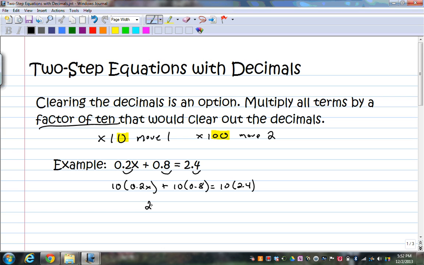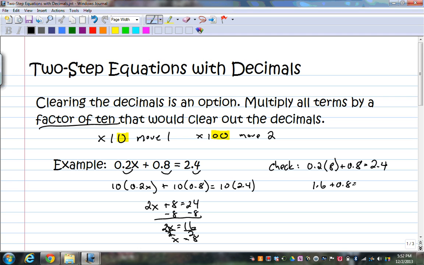What this becomes then is 2x plus 8 is equal to 24. Now that's a much easier equation to solve. So I'll subtract 8 from both sides, and I get 2x is equal to 16. Then I divide by 2, and x is equal to 8. My check step, I want to use the original equation that was given to me. So I have 0.2 times 8 plus 0.8 is equal to 2.4. 0.2 times 8 is equal to 1.6, plus 0.8 is equal to 2.4. This is 2.4 equals 2.4, and it works.